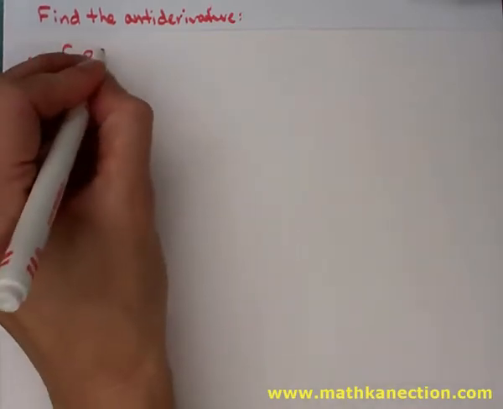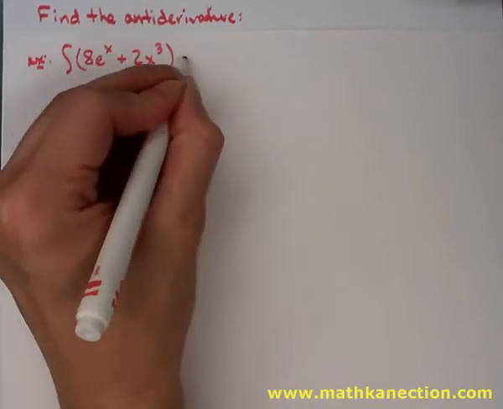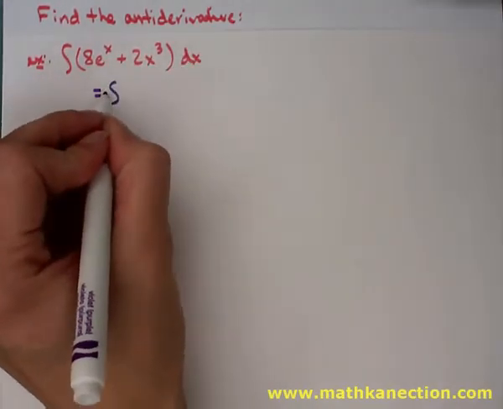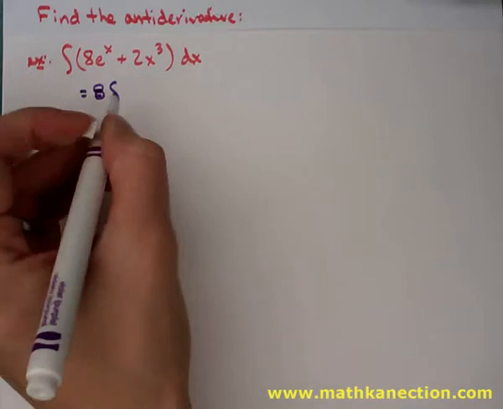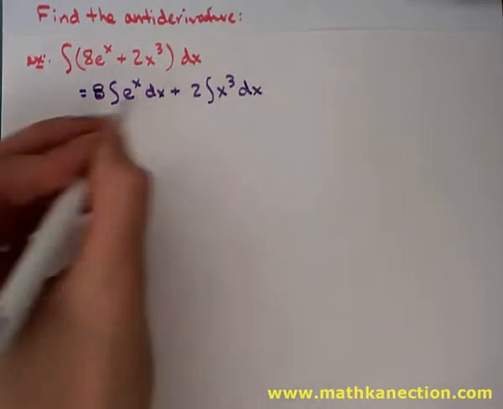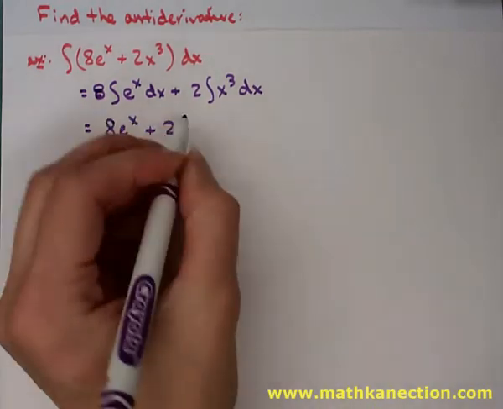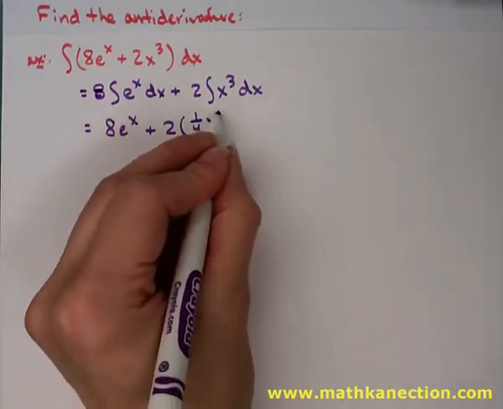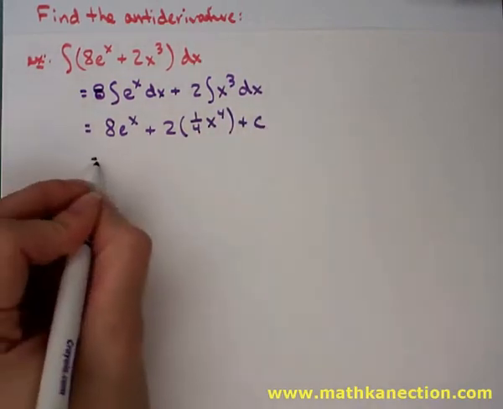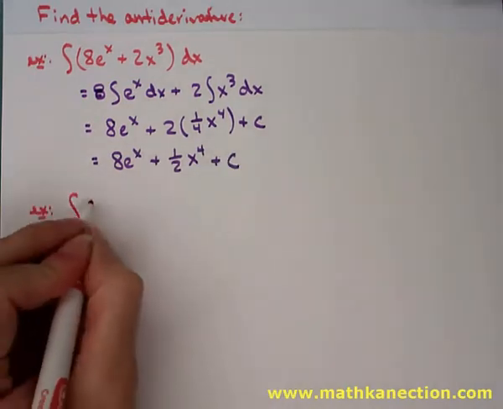For the next integral, we're going to antiderive 8e to the x plus 2x to the third dx. Separating each term into its own integral, we have 8 antideriving e to the x dx plus 2 the integral of x to the third dx. E to the x is just e to the x. X to the third becomes 1/4 x to the fourth, and then plus the constant. So we have 8e to the x plus 1/2 x to the fourth plus the constant.